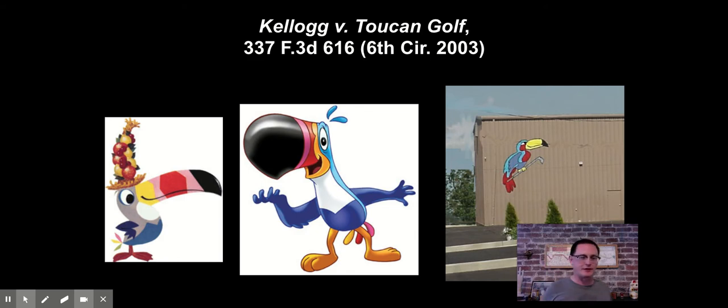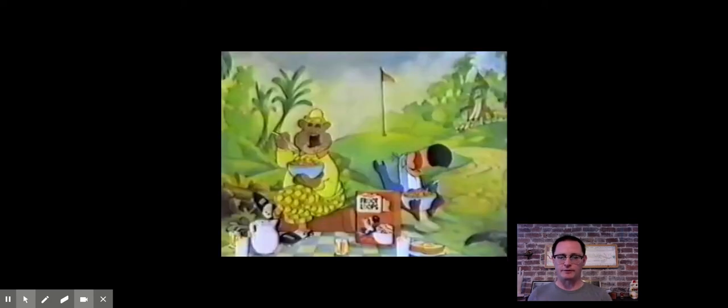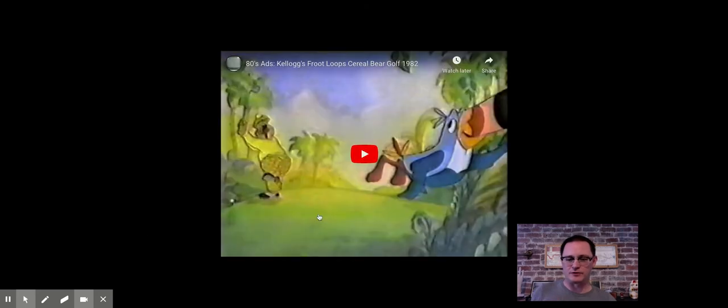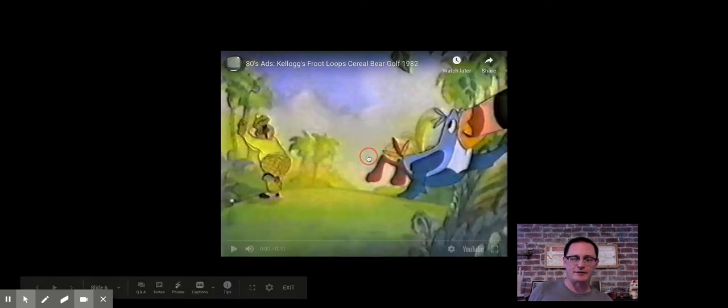So that's their very classy warehouse in Mansfield, Ohio, emblazoned with their Toucan Golf logo. So Kellogg's brought an infringement action against Toucan Golf, alleging that the Toucan logo that Toucan Golf was using was infringing on their Toucan Sam mark. I'll share with you really briefly a relevant Toucan Sam advertisement.